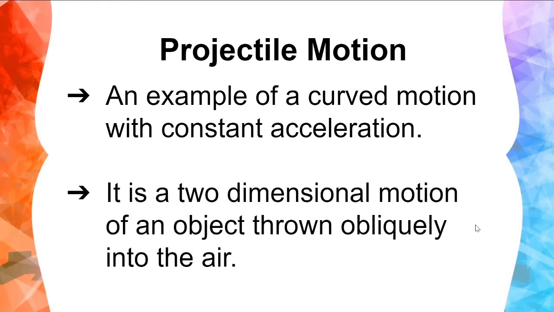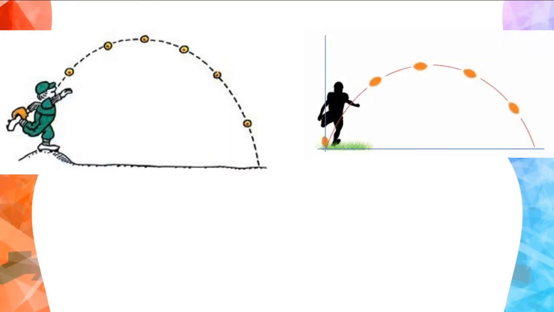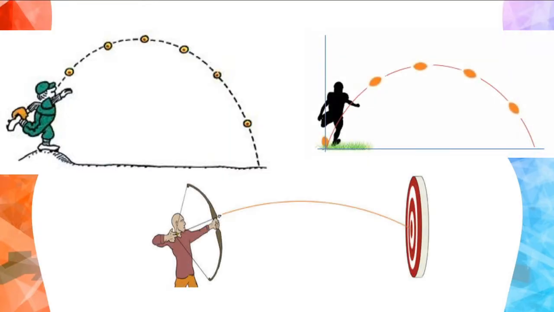It is also a two-dimensional motion of an object thrown obliquely into the air. So kaya siya naging two-dimensional motion dahil meron siyang vertical and horizontal components. Reviewin din natin ang examples ng projectile motion. So ayan. So tandaan natin ha, pag projectile motion ay curved motion like these examples.